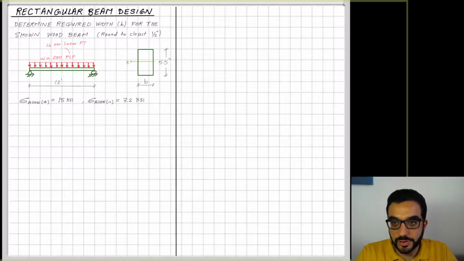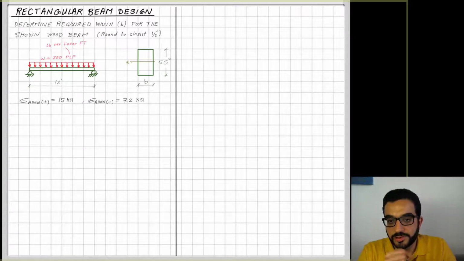So B here is unknown, and this beam is simply supported, and it has a distributed load of 200 pound per linear foot, PLF. As a material, wood has different capacities for resisting tension and compression. So wood is stronger in tension compared to compression. So it's prone to being crushed under compression stresses versus just being in tension.